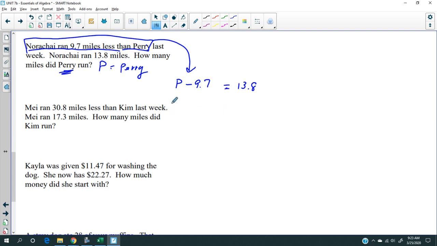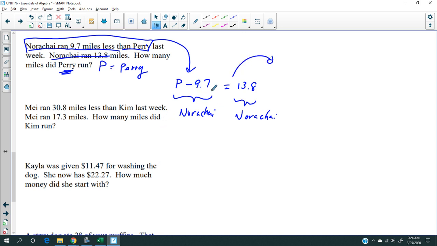So in other words, think about this, okay? I just came up with this. I was going to say this is brilliant, but maybe it's not because I've been doing this for a long time. Both of these is Norwich actually. Think about this. Norwich ran 13.8 miles. That's what this is talking about. But then Norwich also ran 9.7 miles less than Perry. These two are saying the same thing, but in a way that makes sense.